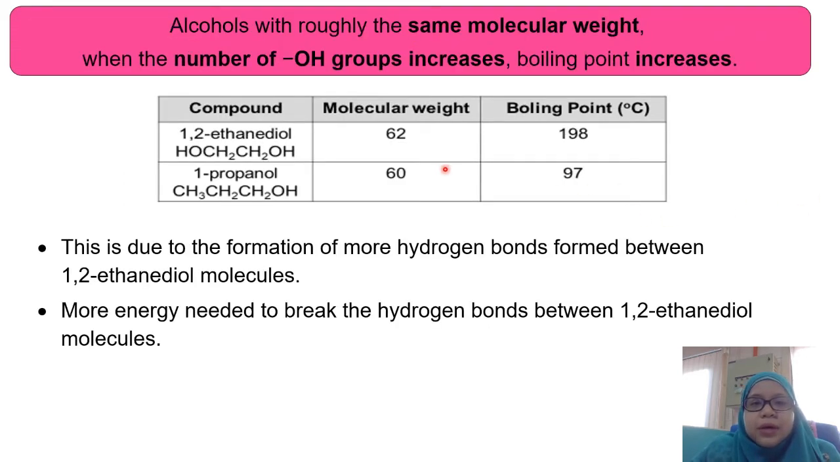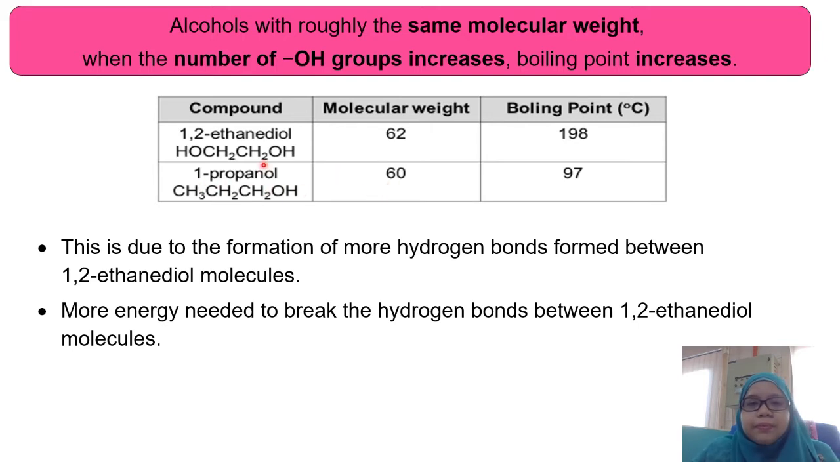So if one of our alcohols contains a greater number of hydroxyl groups, that alcohol will have a higher boiling point. For example, we have here 1,2-ethanediol and 1-propanol. When we compare the molecular weight, it is similar. 1,2-ethanediol is 62, 1-propanol is 60.